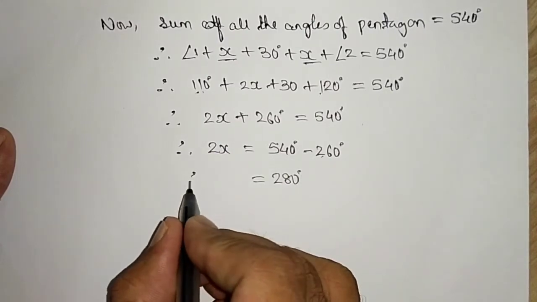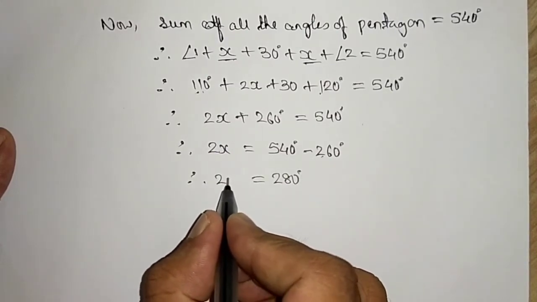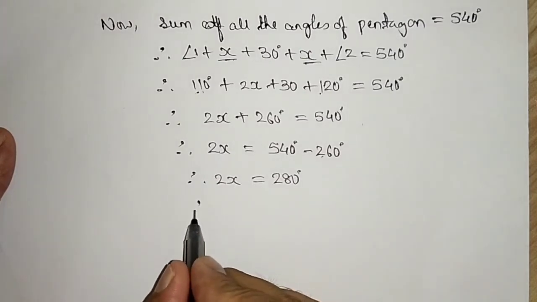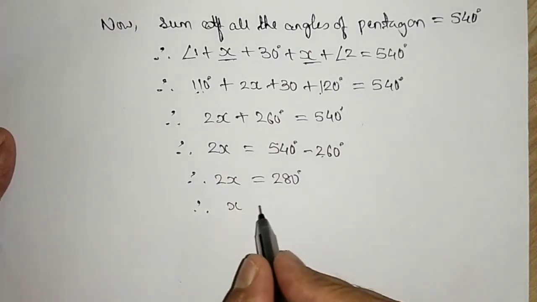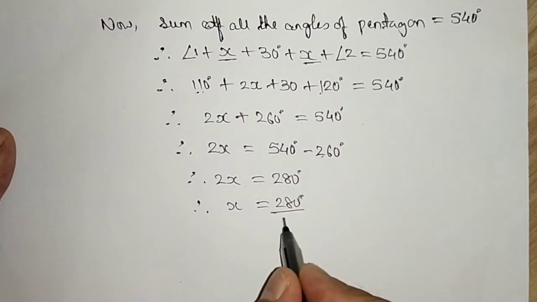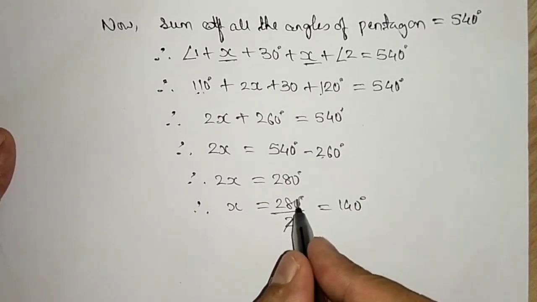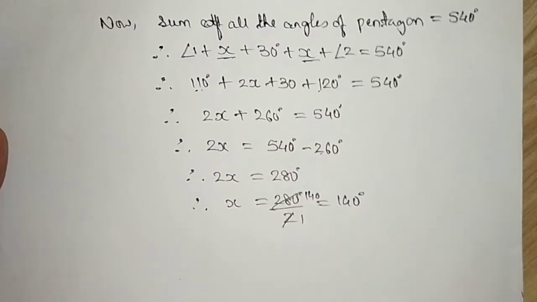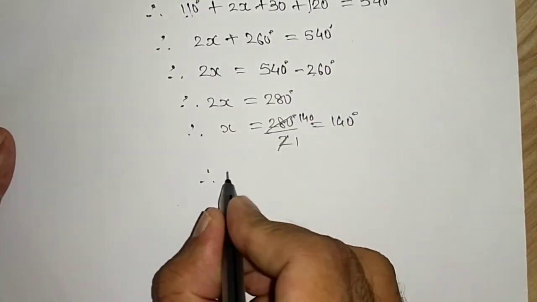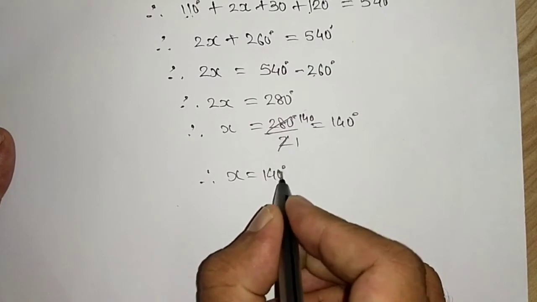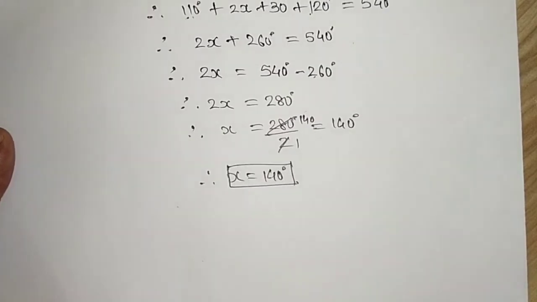You can calculate yourself also. You know it very well how to subtract. Therefore, if I divide by 2, it will become 140. Therefore, our x is 140 degrees. Hope you have understood part C.